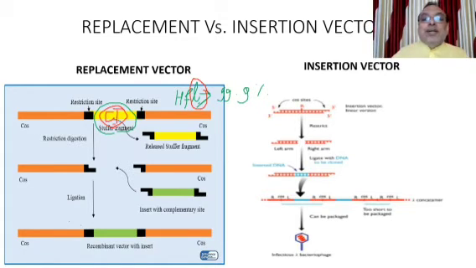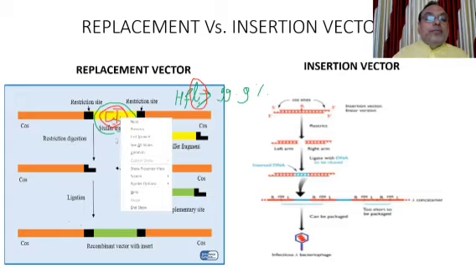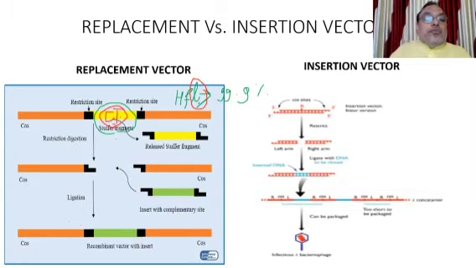Okay. So when we remove this stuffer region, what will happen? This gene will also be removed. So when this gene is removed, the high frequency lysogenic property will also be removed. Is it not? So when we integrate the insert here, it has got integrated. What do you think? Will it pursue the lytic cycle or the lysogenic cycle?